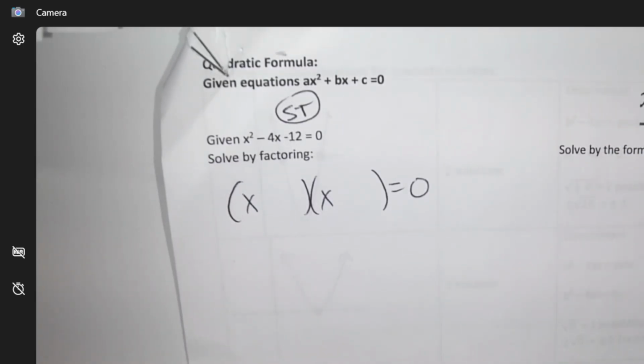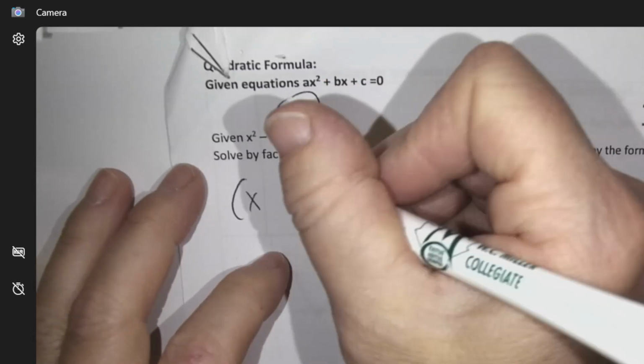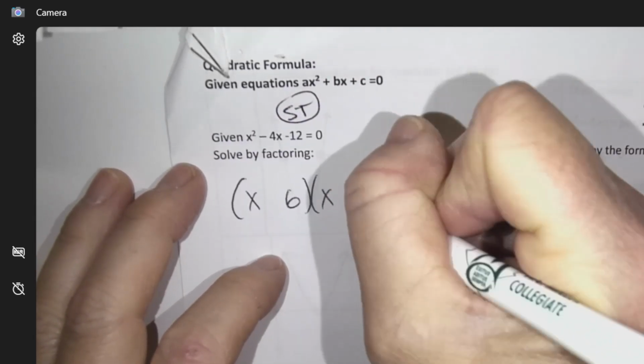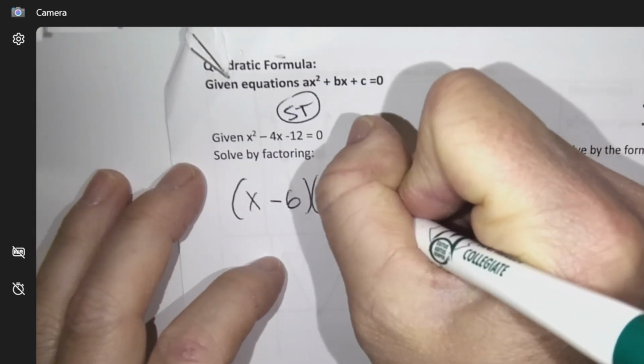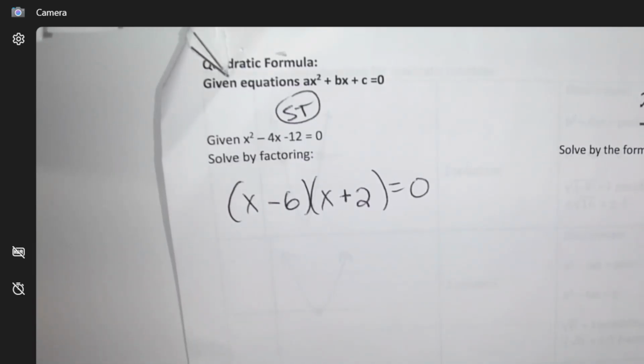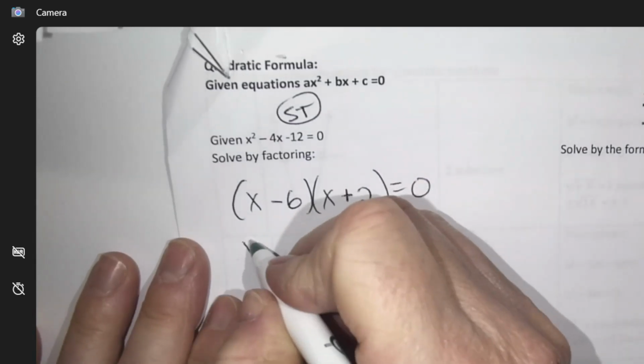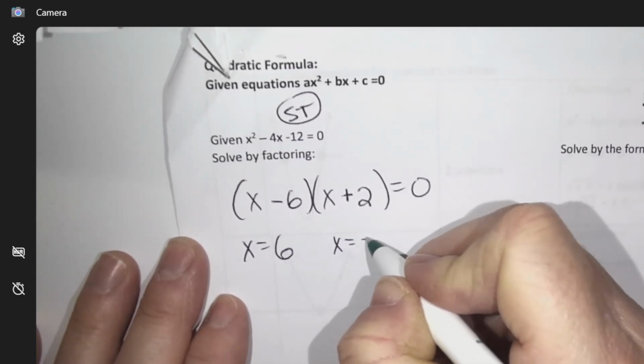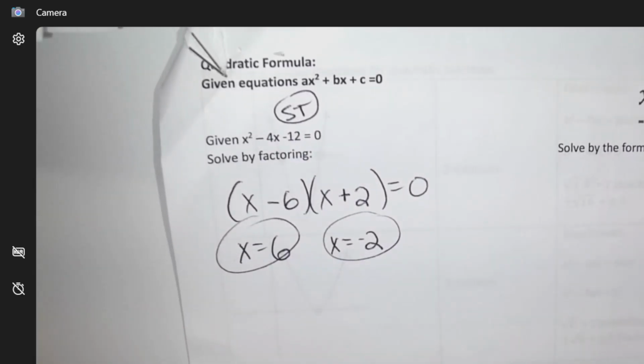Multiplies to negative 12. 6 times 2. Got to get to a negative 4. So those are our answers.